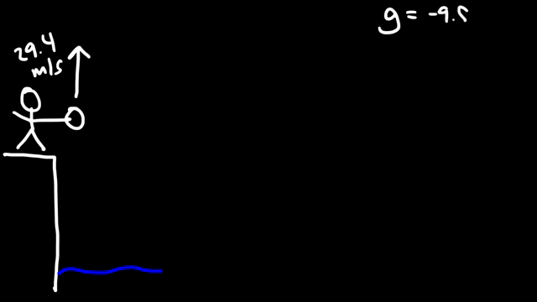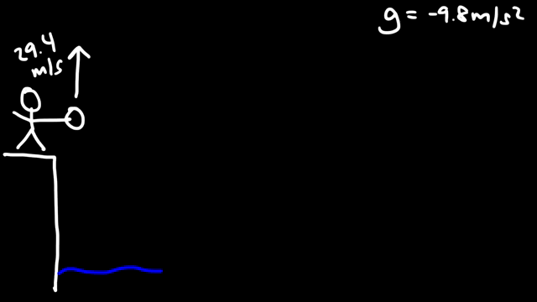So let's say we have a similar situation. We have the same person with the ball in his hand, and this time he throws it in the upward direction with an initial speed of 29.4 meters per second. What can you tell me about the vertical velocity and its values every second? And let's say this person is still on the Earth, where g is negative 9.8 meters per second squared.